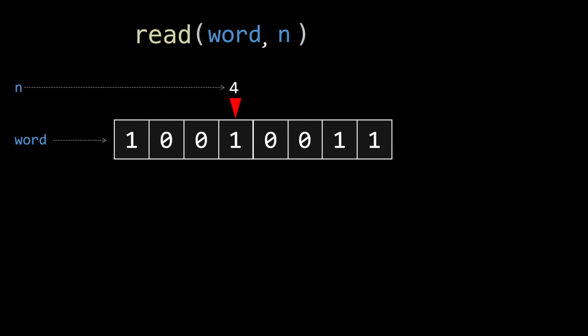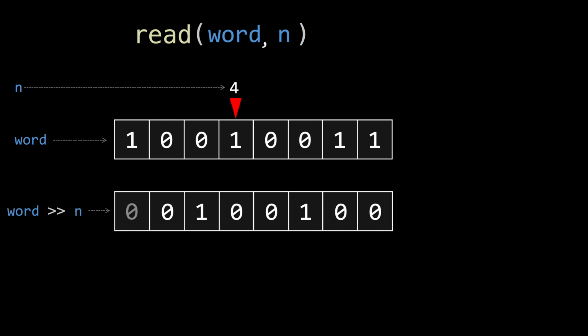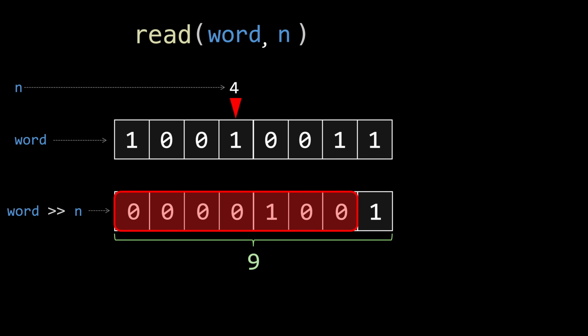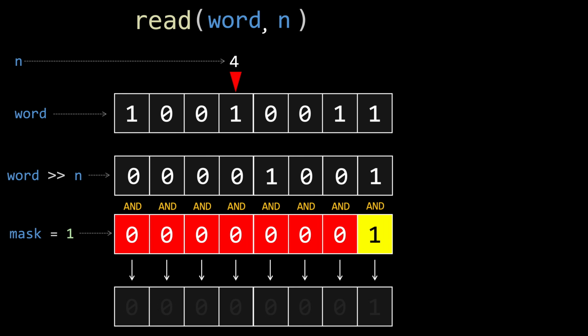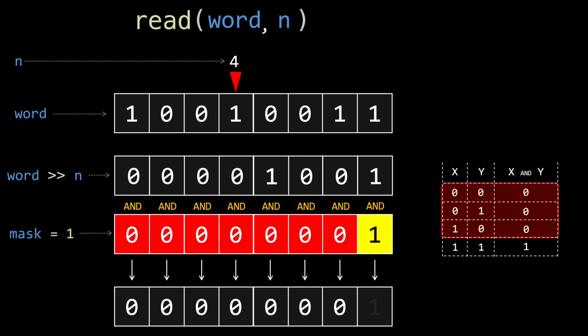So the first step here is to right-shift the word by n positions. However, after shifting, the value might contain other bits equal to 1 to the left, making the return value different than 1 and 0. We need to get rid of those bits, so we apply a bitwise AND using the number 1 as a mask. Since AND outputs 0 when either input is 0, all bits except the least significant one are cleared, and the bit we care about remains unchanged.